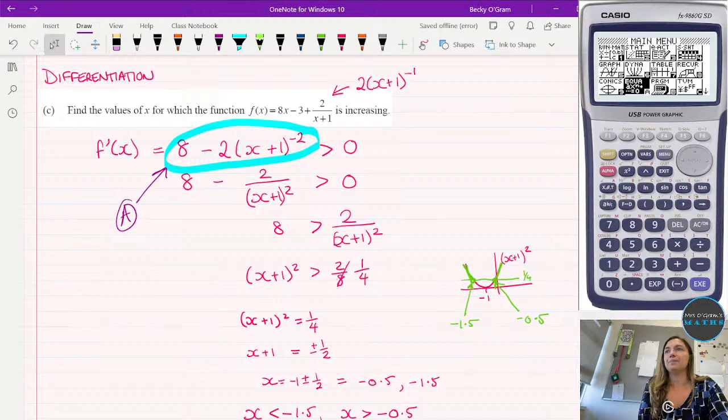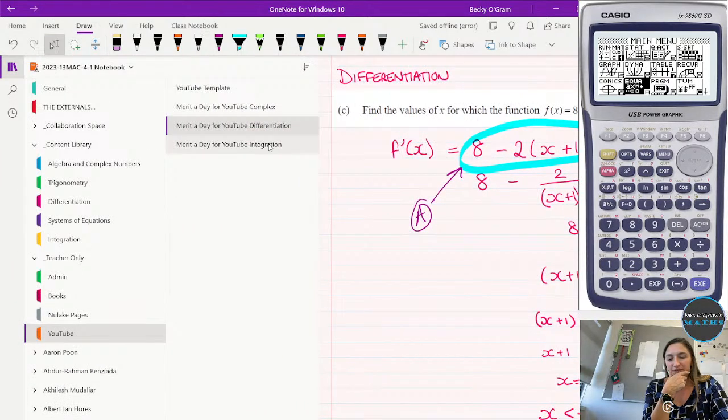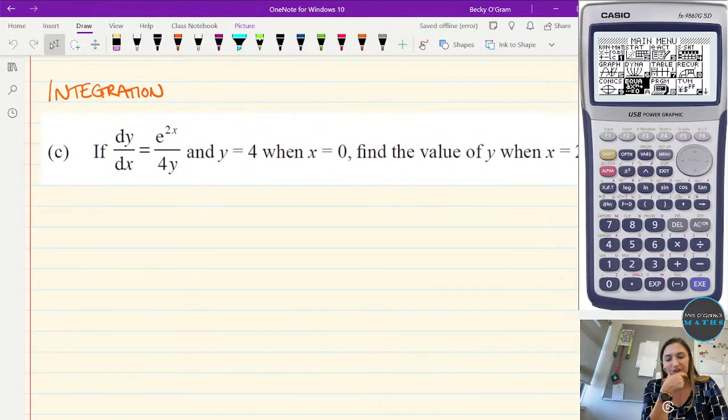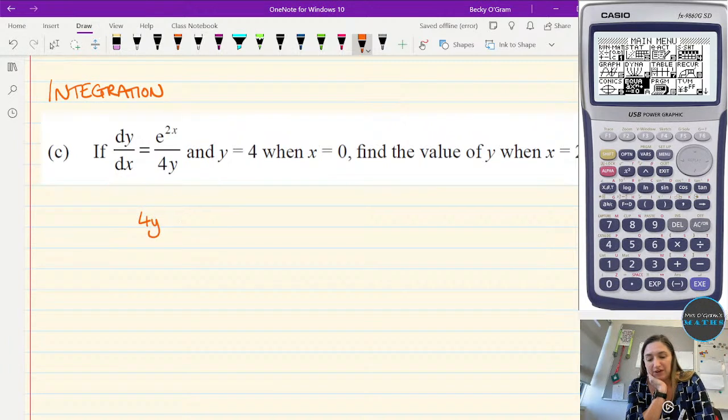Okay, just close that. Which leaves us with integration. We have this function here, we've got our x's and y's all mixed up together, so the first thing we need to do is separate those variables. So I'll bring the 4y up to the left-hand side and the dx up to the right-hand side, and then we will integrate both of those.